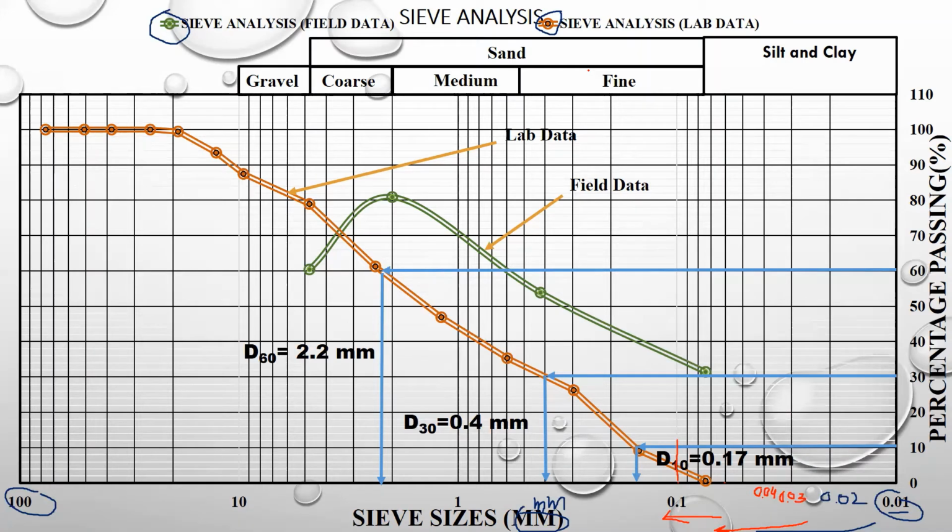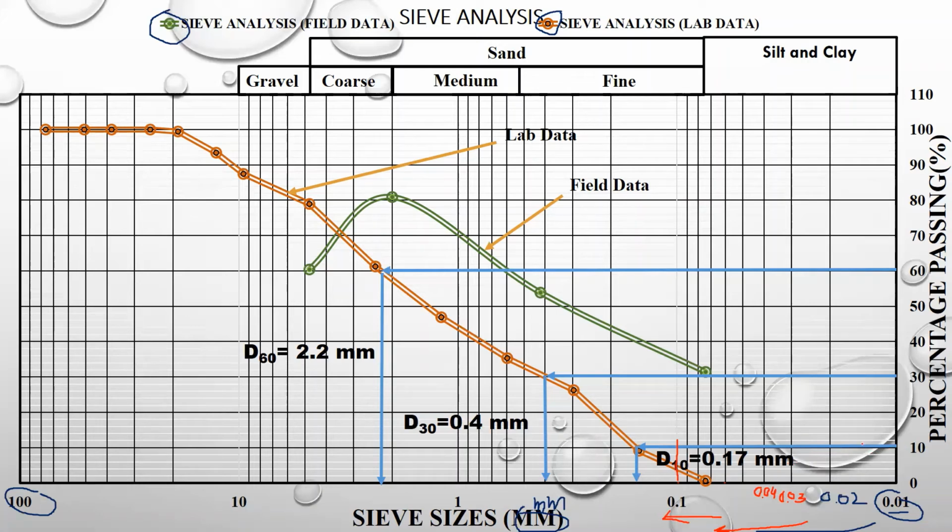So what I want to tell you here is, now look, the graph I got, this line I got, and this one line I got. This one is the lab data because we have done this laboratory investigation in the lab of the university. So we have to find diameter 60, diameter 30, diameter 10. At 10% passing, what is the size? At 10% passing, it is coming out to be 0.17 millimeters.